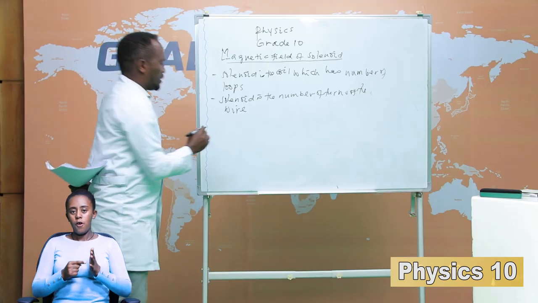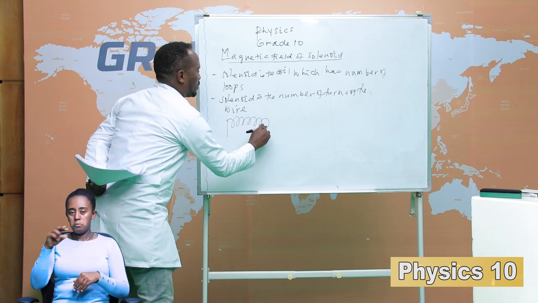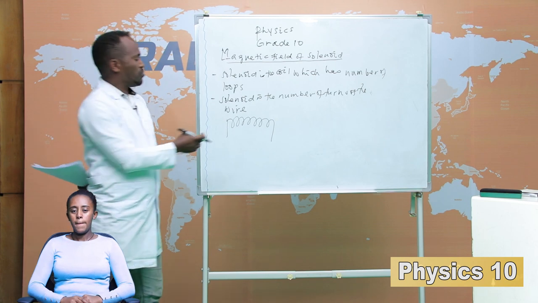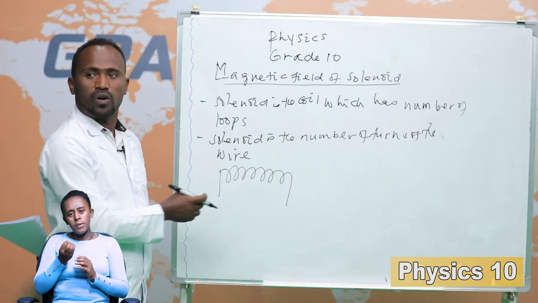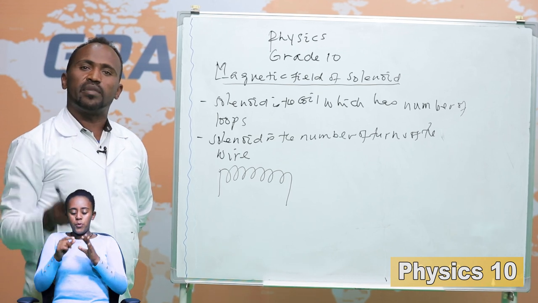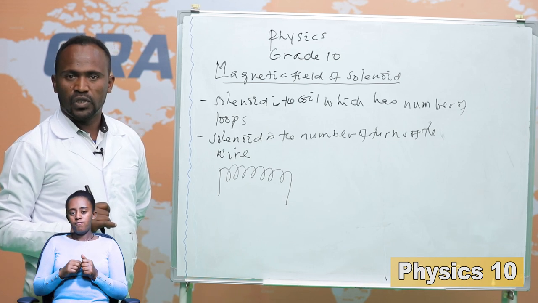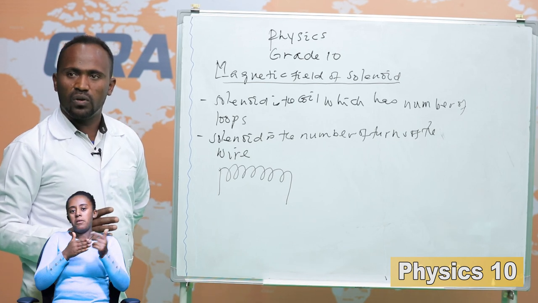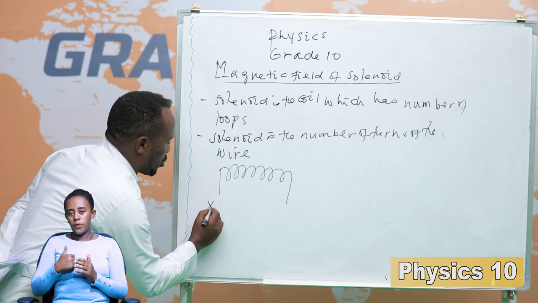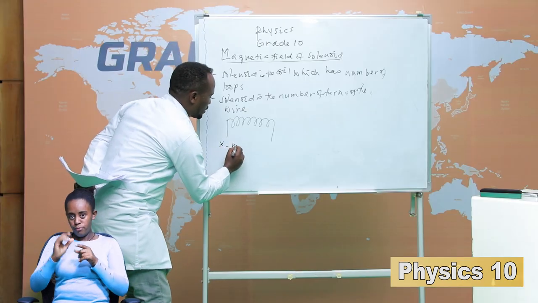For example, this is what we call a solenoid, because it has many turns of loops. To determine the direction of the magnetic field for a solenoid, we use the right-hand rule. While we use the right-hand rule, we use this symbol to know the direction of the current into the paper.